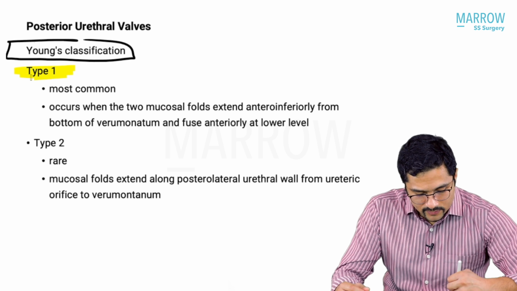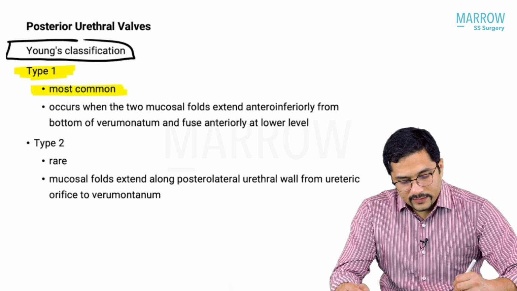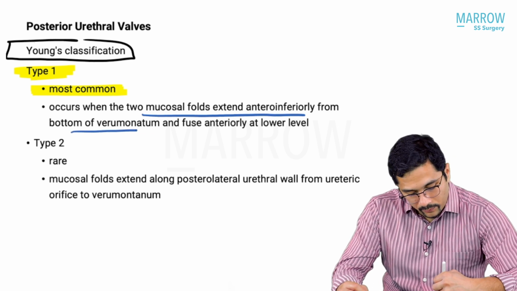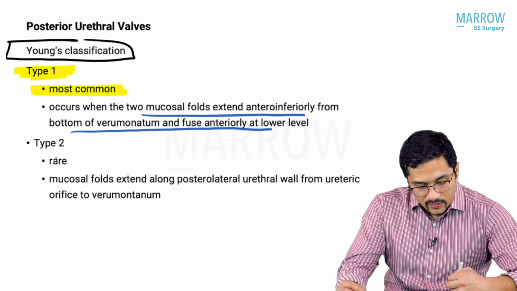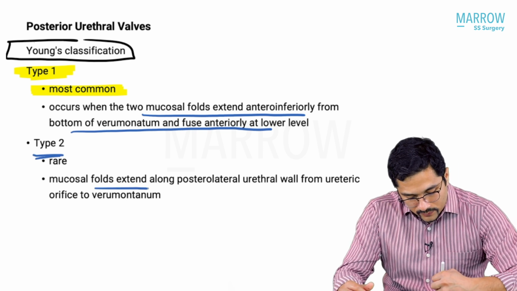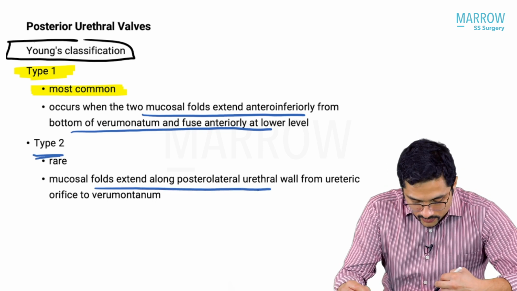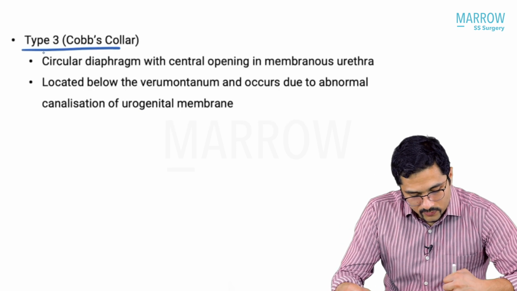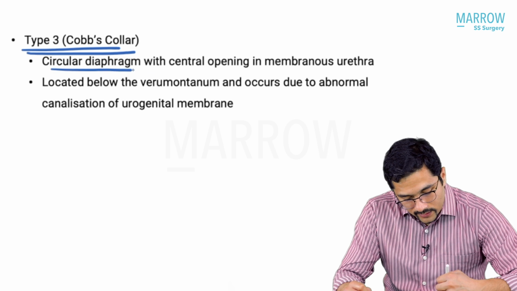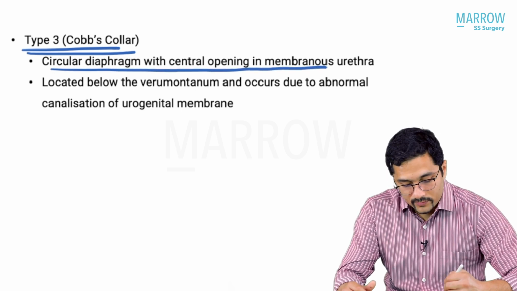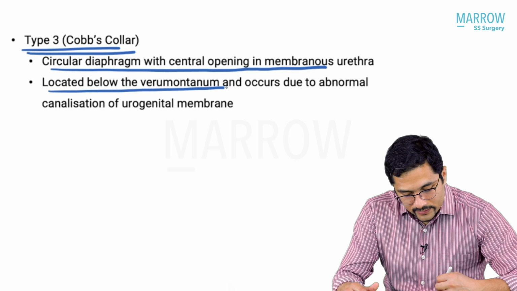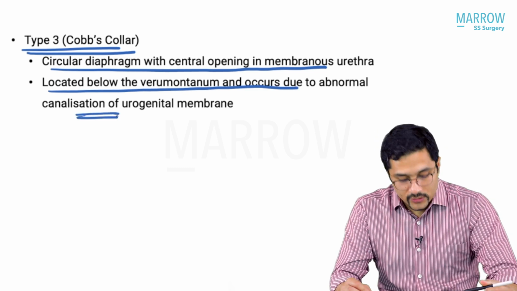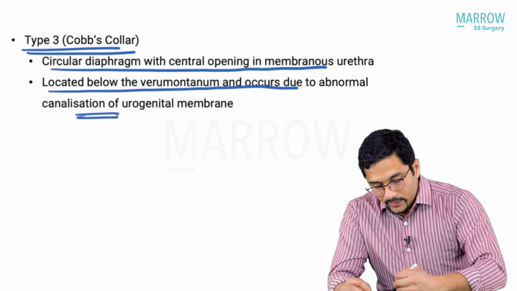Type 1 valves are the most common, and these are mucosal folds which extend antero-inferiorly from the bottom of the verumontanum. Type 2 are rare. These are mucosal folds along the posterolateral urethral wall. Type 3 is known as Cobb's collar. This is a circular diaphragm with a central opening in the membranous urethra, located below the verumontanum, and occurs due to abnormal canalization of the urogenital membrane.